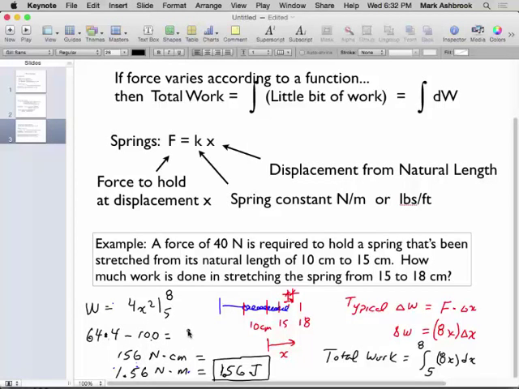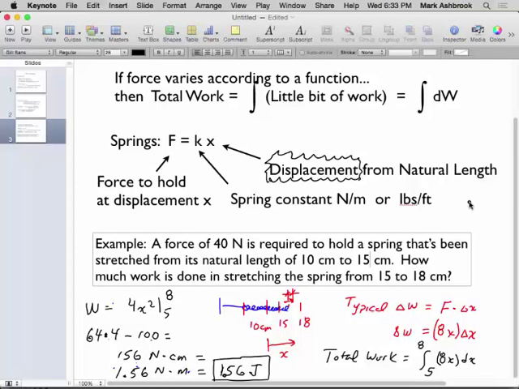Why is x from 5 to 8? Because x is the displacement of the spring. The natural length is 10. So when you're stretching the spring from a length of 15 to 18, the displacement is from 5 to 8 because its natural length is 10. So x is always the displacement from natural length, not length. It's how far you stretched it from its natural length.